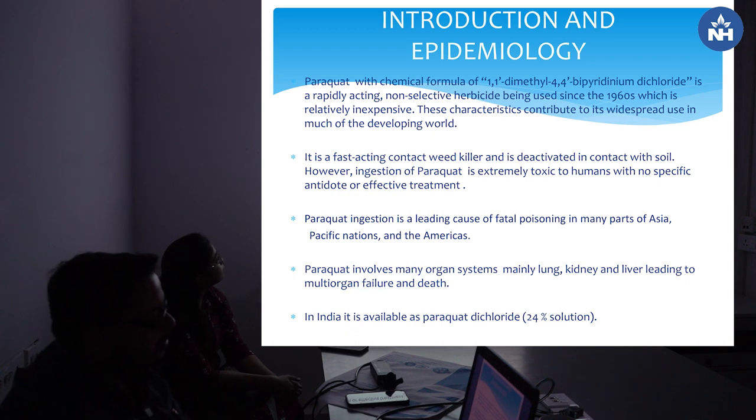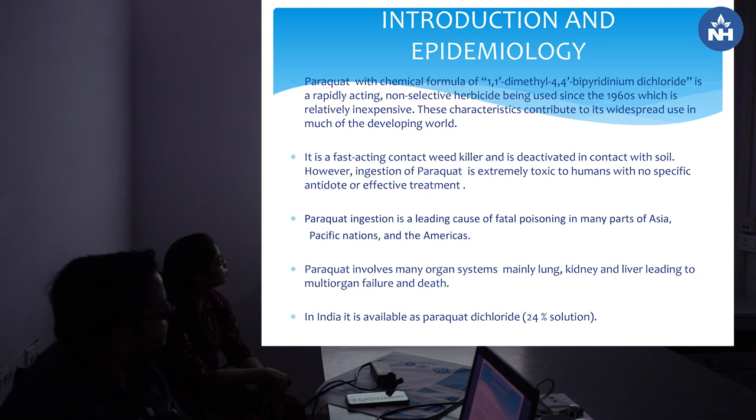Paraquat has the chemical formula of 1,1'-dimethyl-4,4'-bipyridinium trichloride. It is a rapidly acting non-selective herbicide which has been used since the 1960s and it is relatively inexpensive. Since it's relatively inexpensive and widely available, this contributes to its widespread use in much of the developing world. It is a fast-acting contact weed killer. It is deactivated in contact with soil.